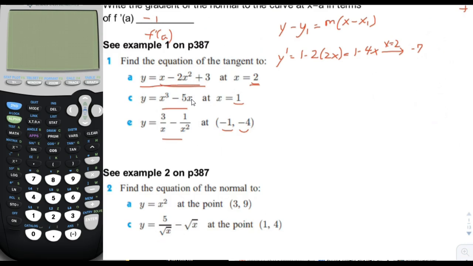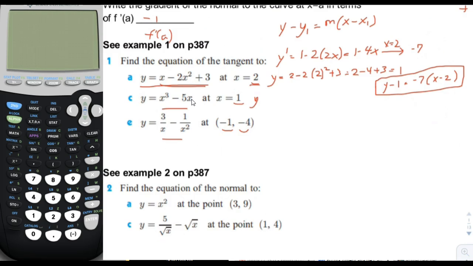Oh, look, there's this equation here, which gives us the y-coordinate given the x-coordinate. So we have y equals 2 minus 2 times 2 squared plus 3, which is equal to 2 minus 4 plus 3, which is 5 minus 4 equals 1. So now I think we have all the information we need. We just write in the equation. It's going to be y minus 1 equals negative 7 times x minus 2. And that's it.